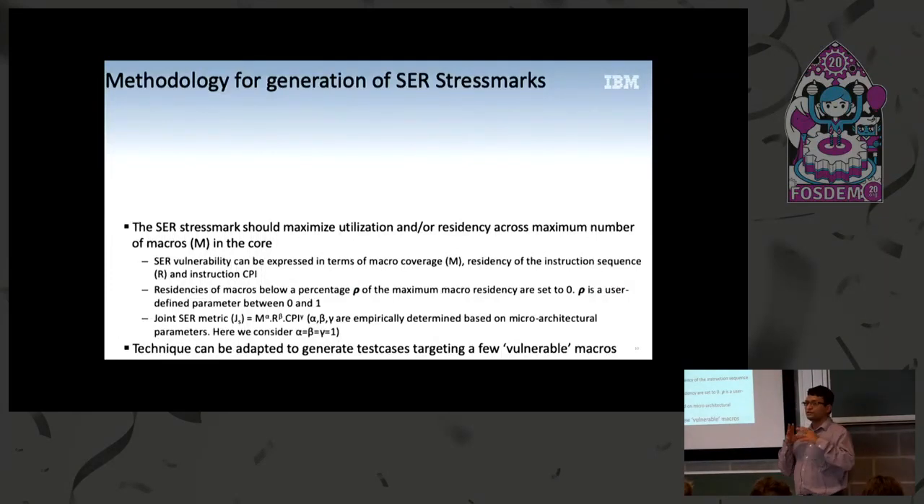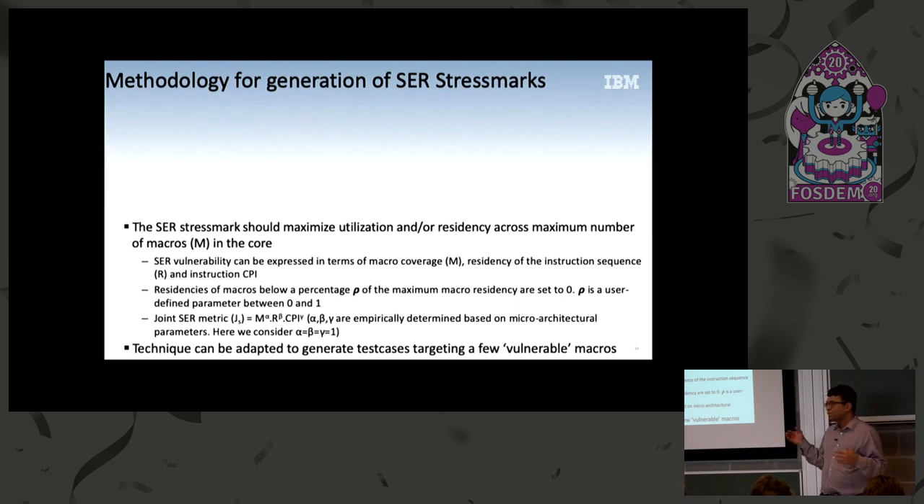So as an overview of the exact methodology for generation of the stress marks, the basic idea for a soft error stress mark would be one that minimizes the derating or maximizes the exposure of a bit flip error. And this would happen when a maximum number of macros are vulnerable predominantly through the execution. So for example, if you have a bunch of macros that have high degrees of residency across their latches, as opposed to a few macros with the residency concentrated only on a few latches, the former would be much more vulnerable.